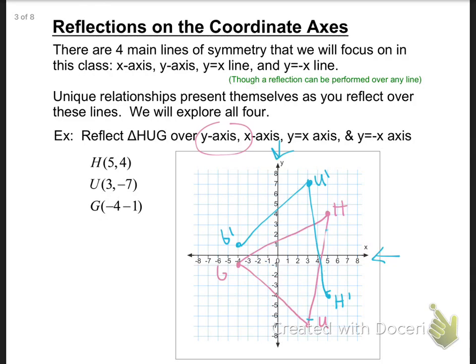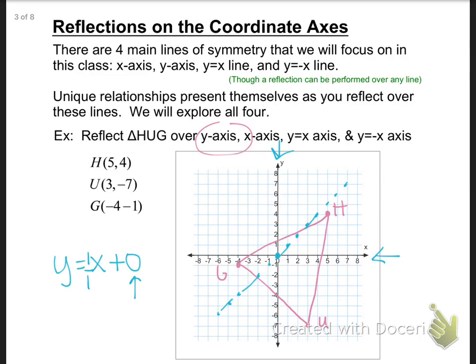Okay, your next graph, we're going to do the y equals x line. So if you think about y equals x as a graphing equation, it's really plus 0. Your y-intercept is here, and your slope, if we make it a fraction, is 1 over 1. So right 1 up 1, right 1 up 1. So we're mirroring our image off this line. So technically you can mirror it off of any line.